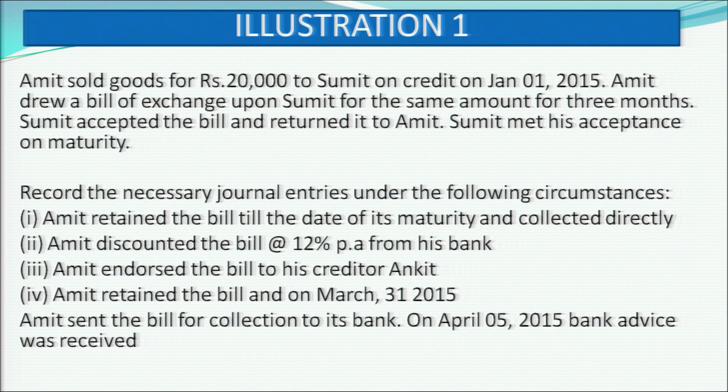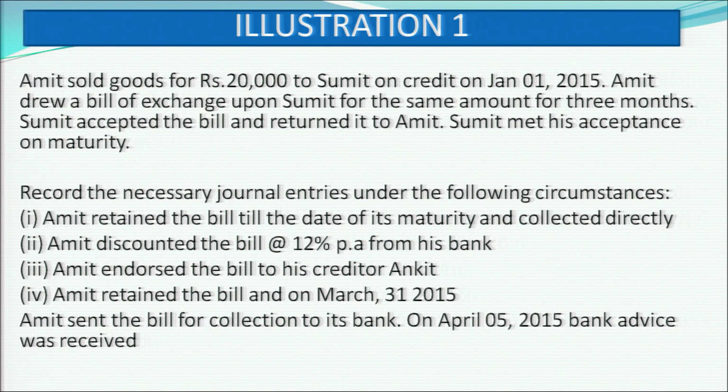So this line, what entry are we going to do? Amit sold the goods, so goods go out. So we're going to do the sales entry, right? So Amit is going to be what? Correct. Amit is going to be the creditor, right? Sumit is going to be the debtor. Amit drew a bill of exchange upon Sumit. Why is he drawing a bill? Why did the bill come into the picture? Because the transaction is a credit transaction.